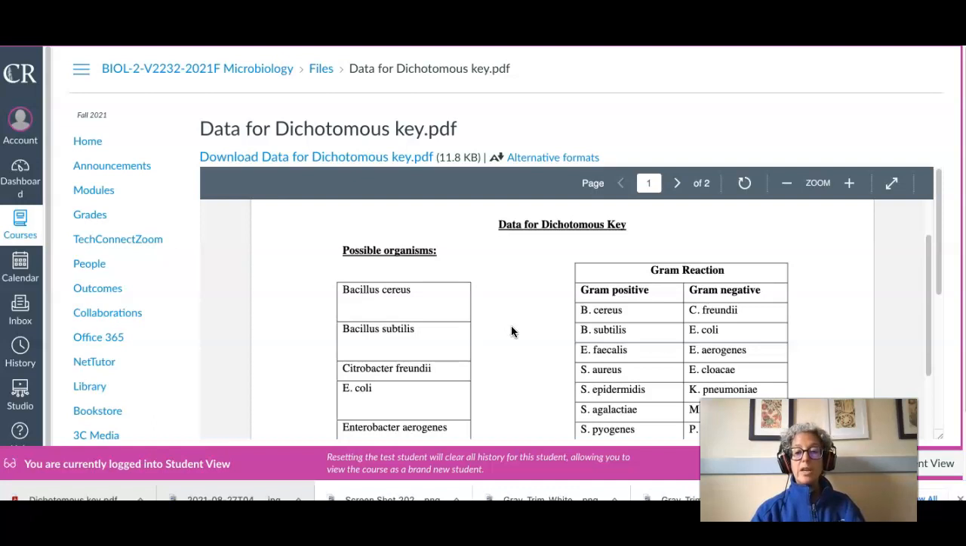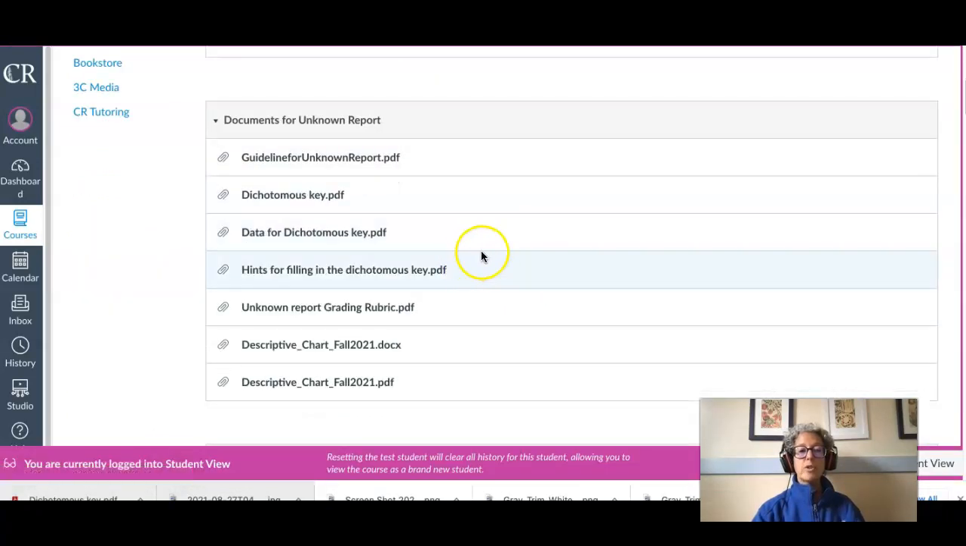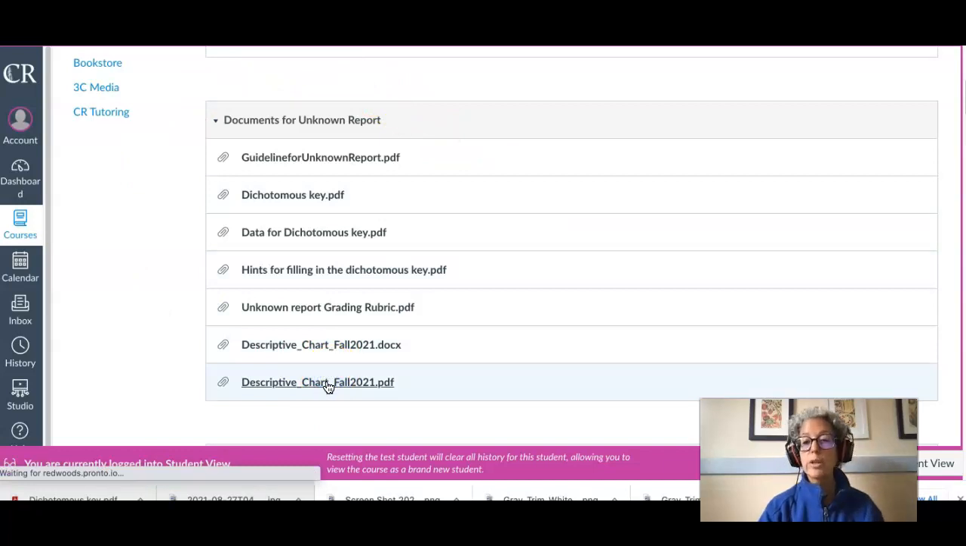But as we get into those, different students work at slightly different rates within each exercise. So I wanted to make sure that we had the data up so that people who are working a little bit ahead have the opportunity to get the documents that they need. The last thing that's here in the documents for the unknown is the descriptive chart.